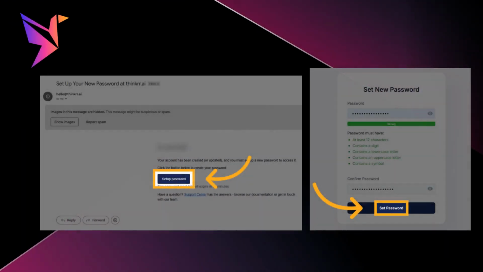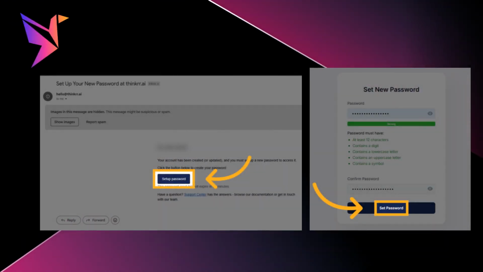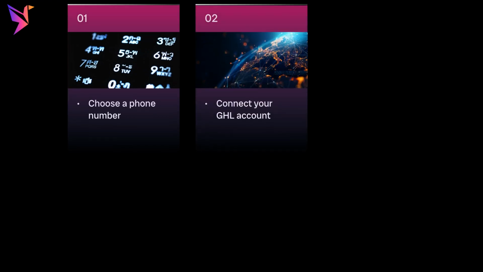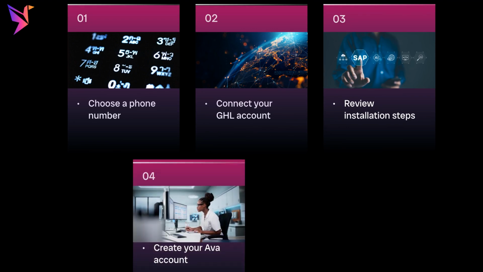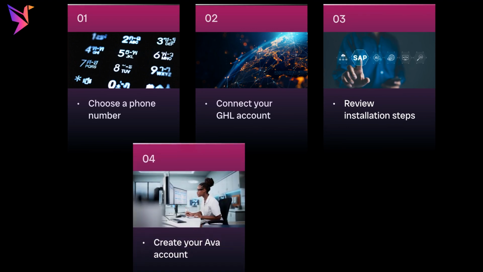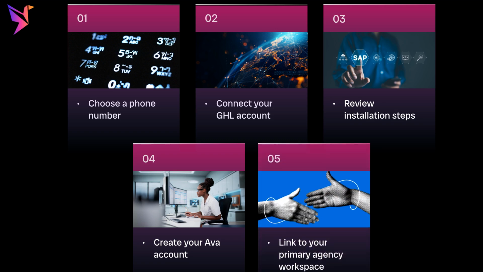After completing your purchase, check your inbox for an email invitation from AVA. Open the message and click the Set Your Password button. You'll now be taken to a screen where you can begin your AVA setup and installation. In the next steps, we'll walk through selecting a phone number, connecting your Go High Level account, reviewing the installation sequence, creating your AVA account tied to GHL, and linking it to your primary agency workspace. Let's break it down one step at a time.